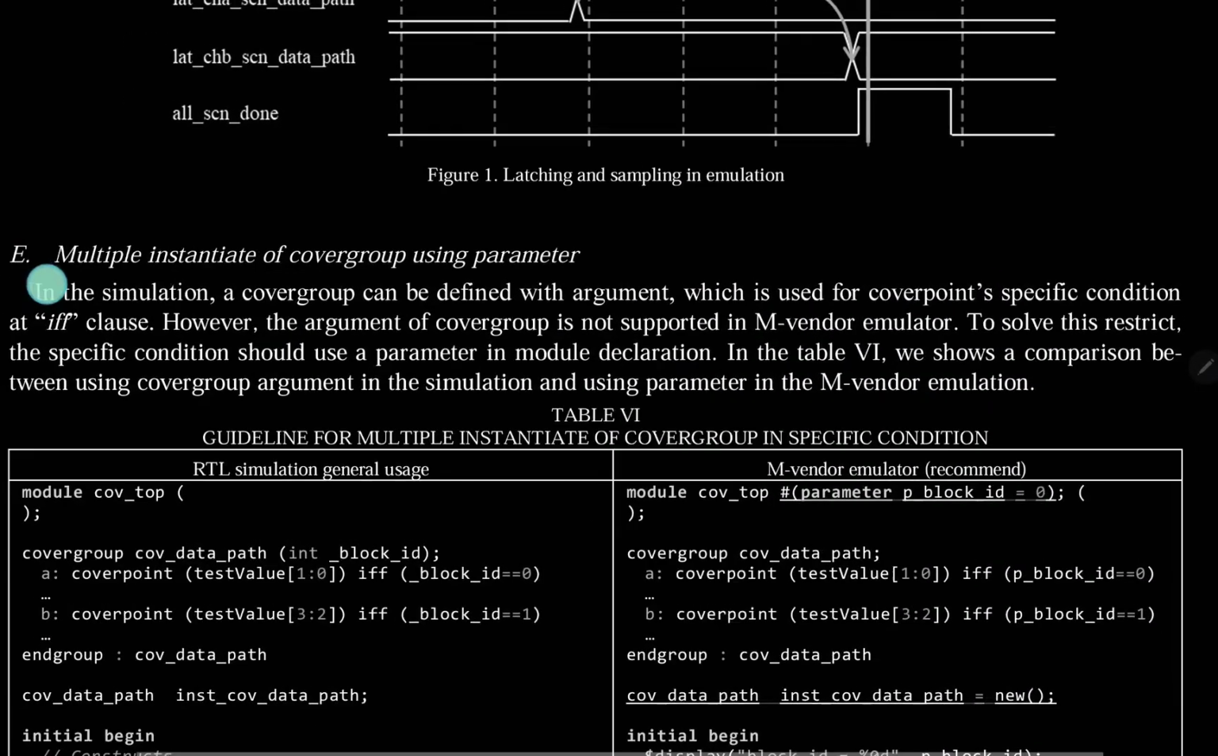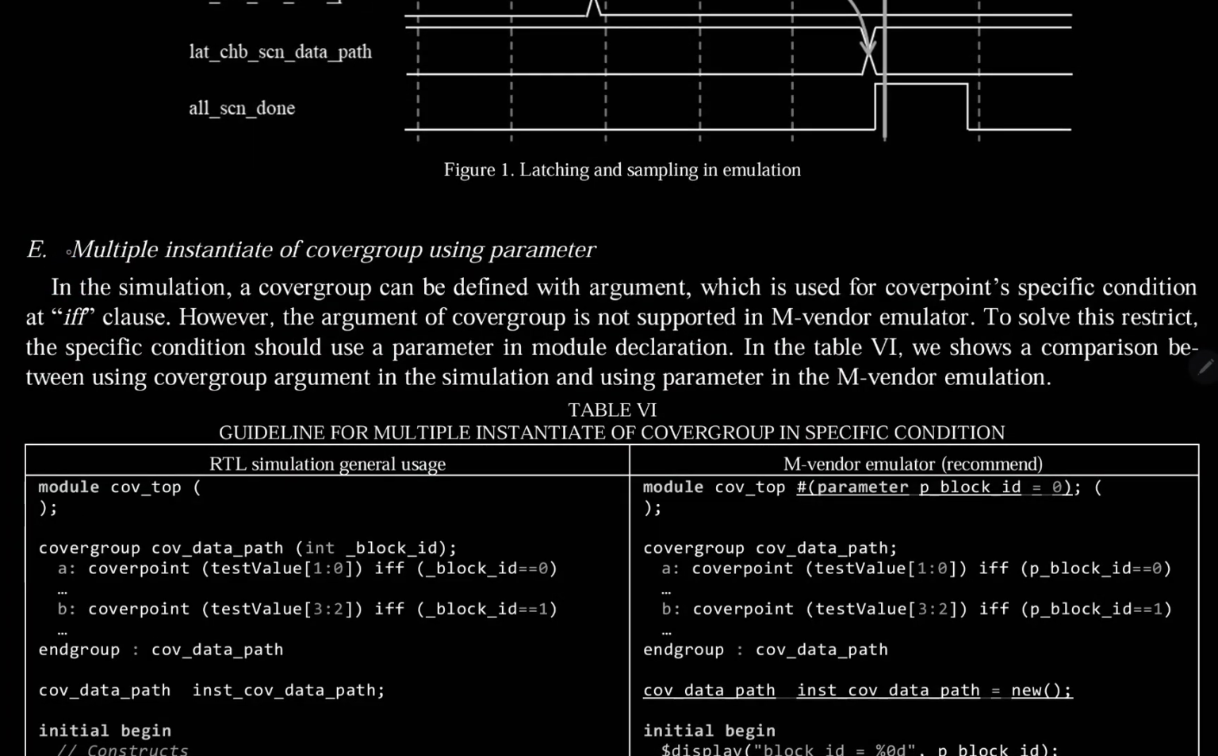E. Multiple instances of a cover group using parameter. In a simulation, a cover group can be defined with the argument, which is used for a cover point specific condition at IFF clause. However, the argument of the cover group is not supported in vendor emulator.